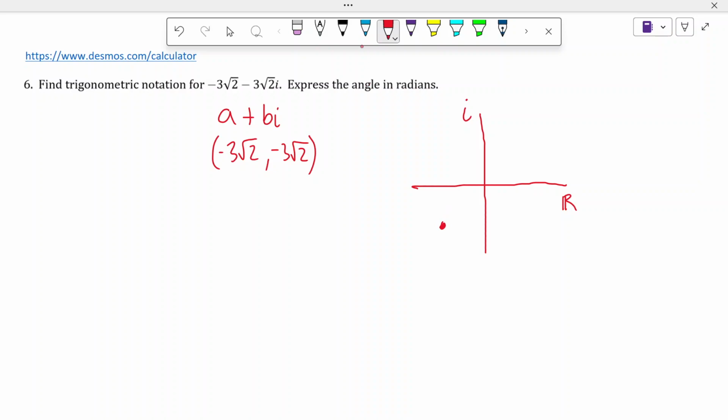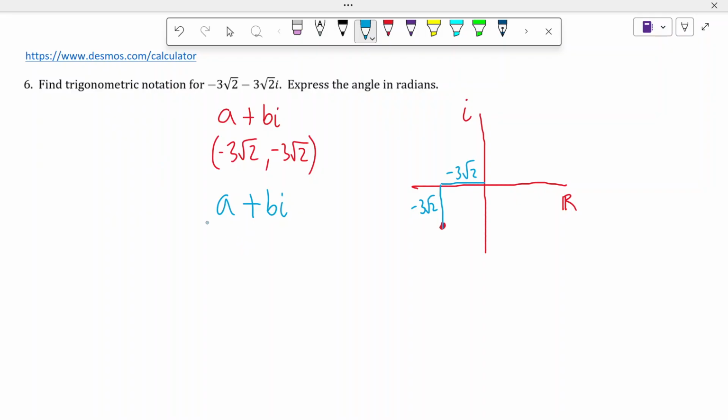So notice we went to the left, negative 3 root 2, and then we went vertically down, also negative 3 root 2. So there's the point along what used to be the x and y-axis, but now it's the real and the imaginary axis. Well, we're actually going to turn it into some weird trig notation form. It's going to have the same kind of a plus bi form, but it's not going to be x's and y's or a's and b's. It's going to be more like r's and thetas, kind of like polar form, like trig stuff.